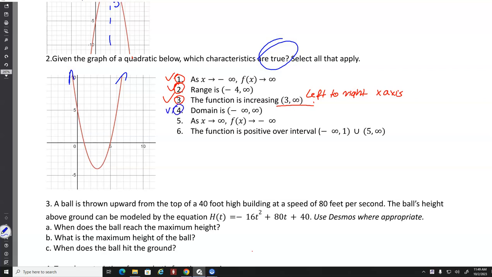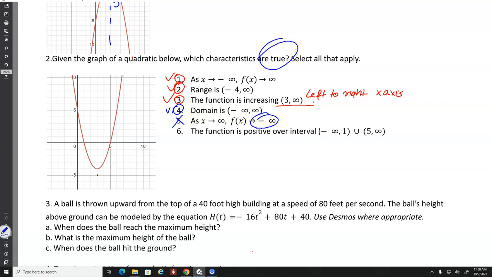Number 5: as x approaches positive infinity, from the middle of the graph, if I go toward positive numbers on my axis, my function is traveling up. Here it says it's traveling down, so this is not a correct statement. And if one end goes up, then the other one has to go up too because it's symmetric.